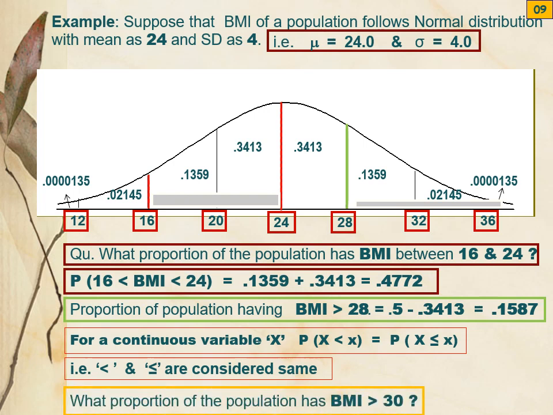Take one more example. What proportion of the population has BMI more than 30? See where 30 lies on your curve. 30 is between 28 and 32, and you are looking for the area above 30. If you draw the perpendicular at 30, you are looking for the area on the right side of this perpendicular. But 30 is not at a sigma distance, so you don't know this area from the properties.